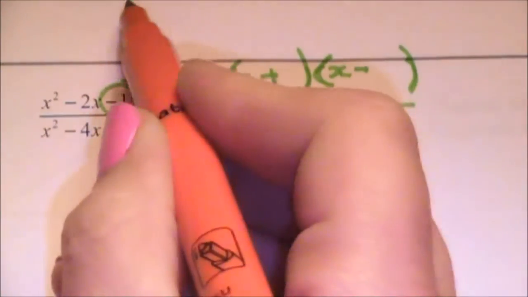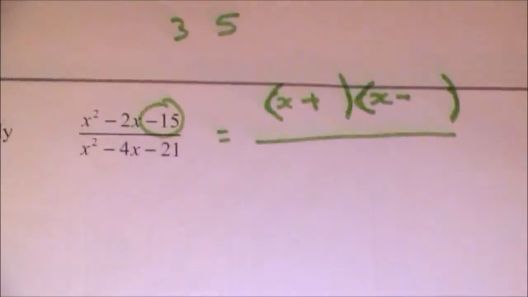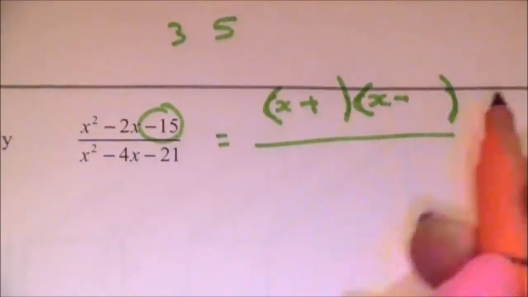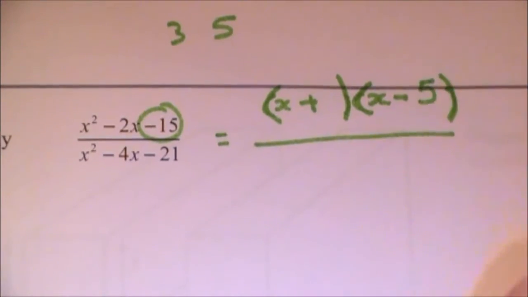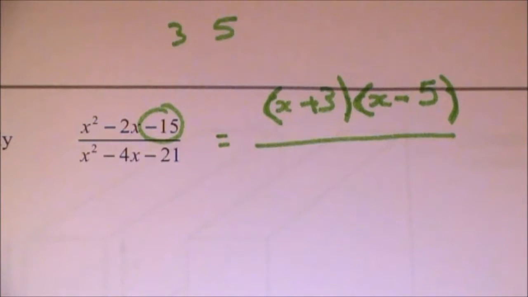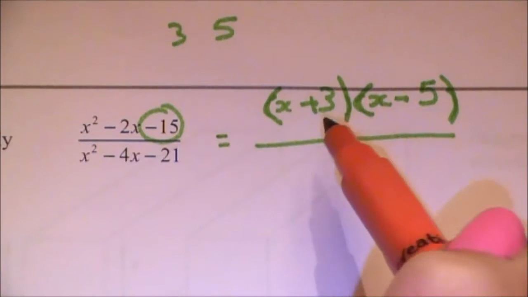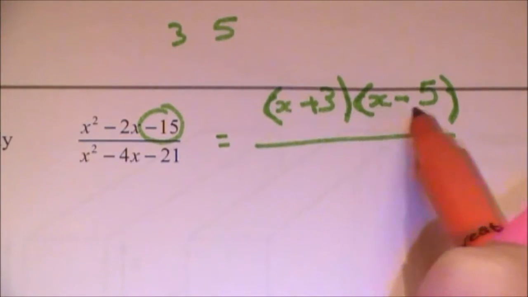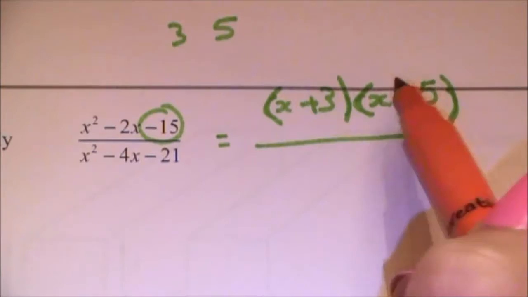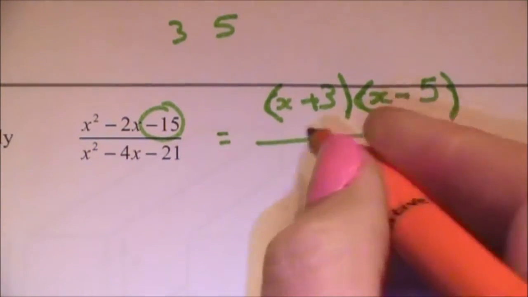Well, it's 3 and 5. And now to decide which is the biggest number, well, it's the 5. So the negative is the 5 and the positive is the 3. So that's factorised completely. It does not matter if you have x minus 5, x plus 3, as long as the positive is with the 3 and the negative is with the 5.